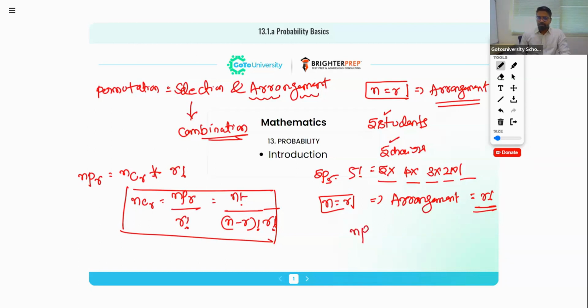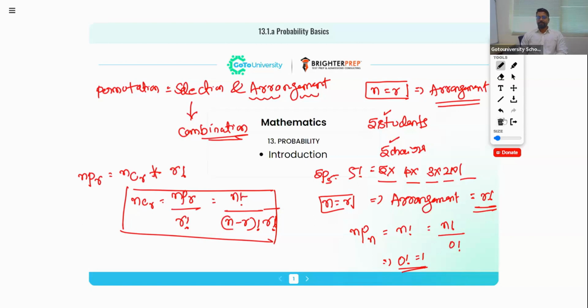Also a very important observation is nPn, which is nothing but n factorial in this case. By using the formula, it becomes n factorial by 0 factorial, which indicates 0 factorial is equal to what? 1. Yes, the value of 0 factorial is equal to 1. So please make a note of all these things because you might have forgotten what you learned in the 11th standard. Make a note of this for your reference, otherwise there will be a lot of confusion while solving the questions in probability.